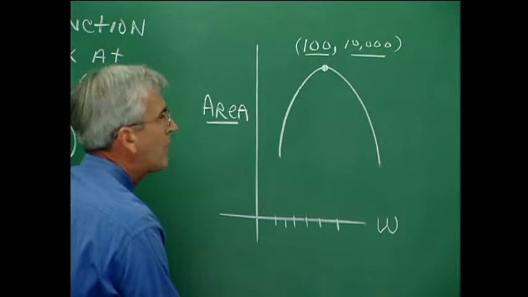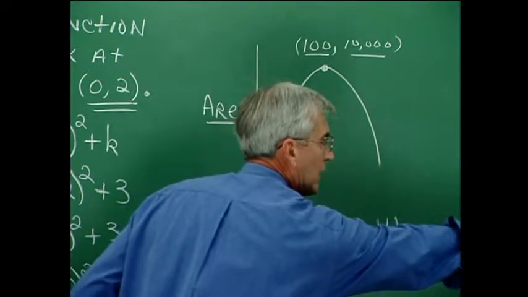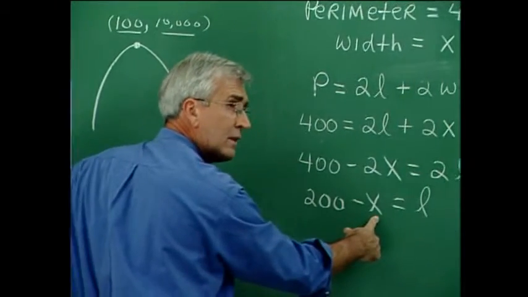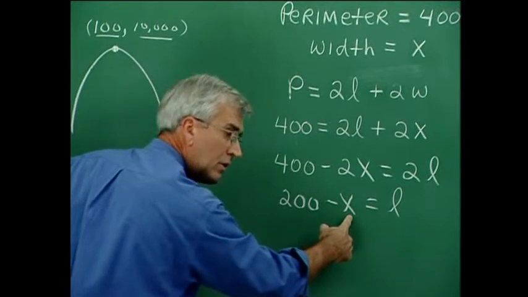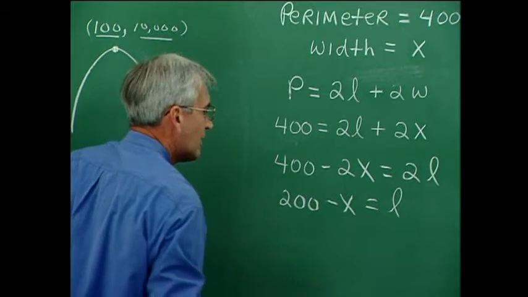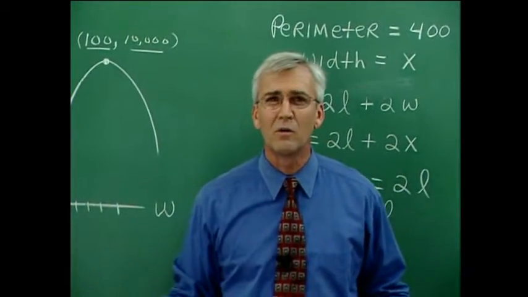Now, we want the dimensions, that is length and width, of this rascal. Well, how can we do that? We know the width is 100. What about the length? Well, let's see. The length we found over here is 200 minus x. x is the width. So if the width of this rascal is 100, we have 200 minus 100. So the length is 100. So the width is 100, the length is 100. It's a square.